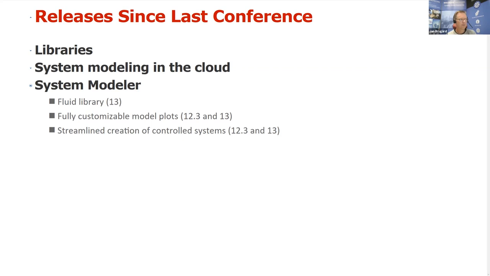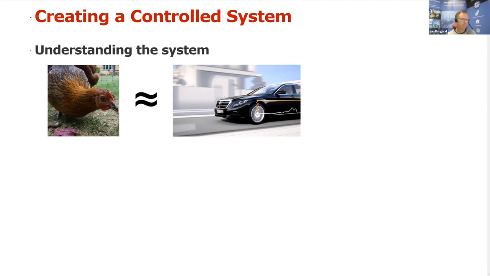If we look at the chicken and the car, at first sight, they are, of course, very different. But here you see I'm stating that they are approximately similar. And in a sense of how the control could or should work, they are actually quite similar. We have the hen trying to control its head and the car trying to control the body.